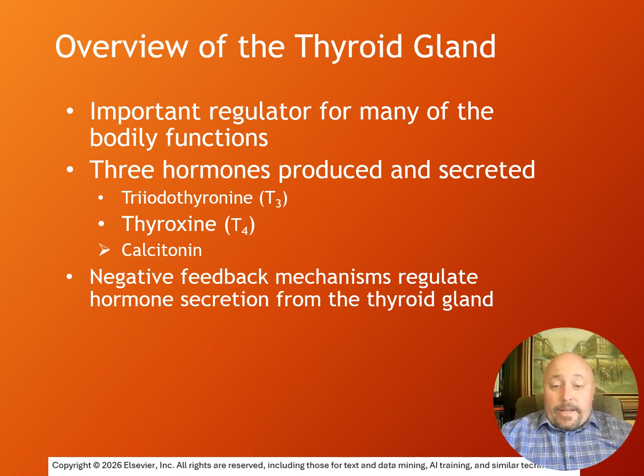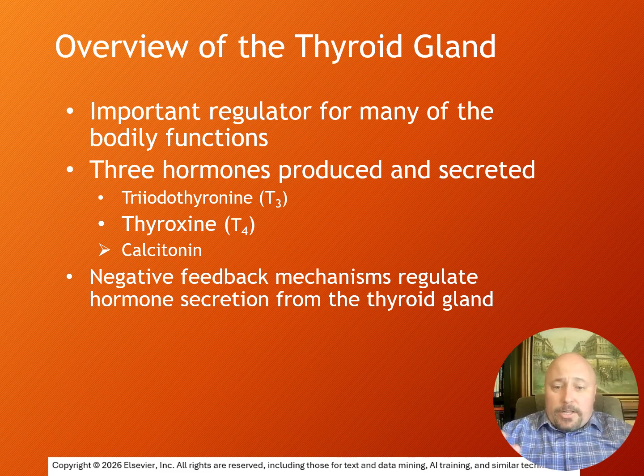The thyroid gland. This is one you're going to hear and deal with a lot. It's an important regulator for many of the bodily functions, and the three hormones produced are going to be T3, T4, and calcitonin. These are negative feedback mechanisms that regulate hormone secretion of the thyroid gland.